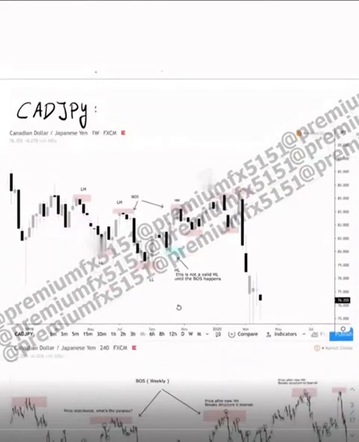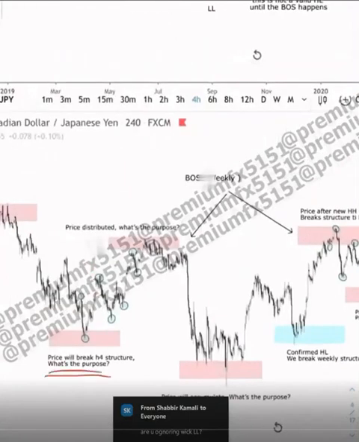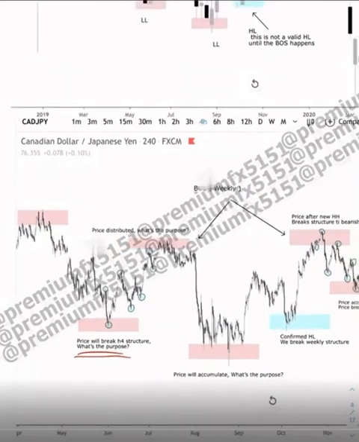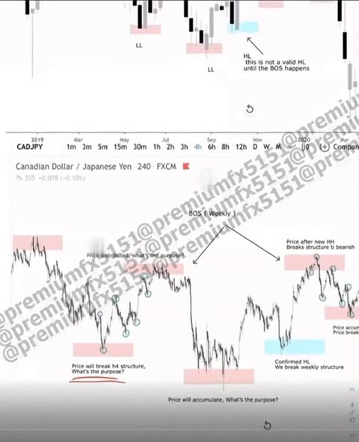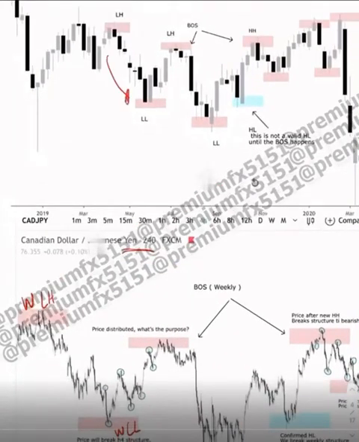Okay, always ask yourself, what's the purpose, right? What's the purpose of this going on? What's the purpose of this break of structure? What's the purpose of this accumulation? And always put a structure on the line to understand what's coming, right? So this is going to be my lower high and my lower low of the weekly time frame. The time frame we're looking at right now in this chart is H4. So overall we know we just created a new lower low on the higher time frame.